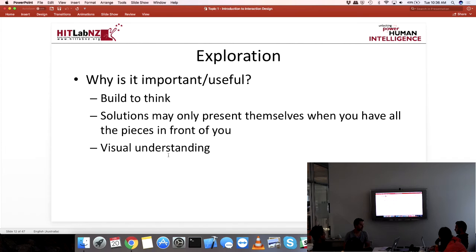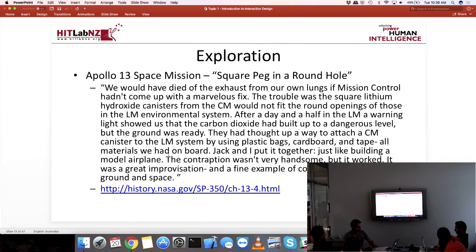I guess on the other side, solutions may only present themselves when you have all the pieces in front of you. So in addition to trying to weed out the bad ideas, it might be that only once you've got all the stuff in front of you, you can actually start to see how the various pieces are going to fit together. And there's a good example of this from the Apollo 13 space mission. If any of you have seen the Apollo 13 movie with Tom Hanks from a long time ago now, they talk about this quite well.